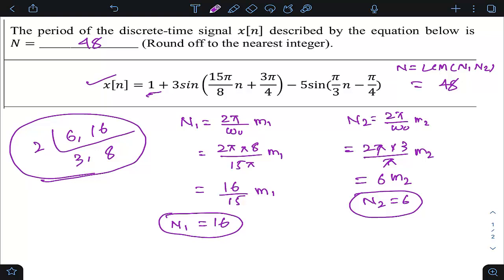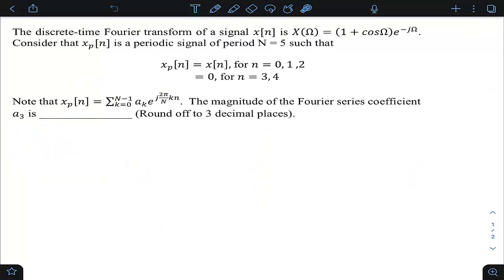A very simple, straightforward, repetitive model question. Answer is 48. This question is in GATE 2023 of electrical. This is from the signals and systems subject and from the DTFS topic.